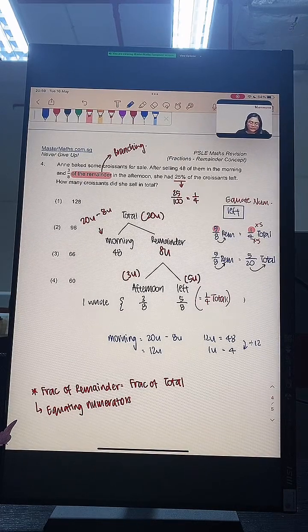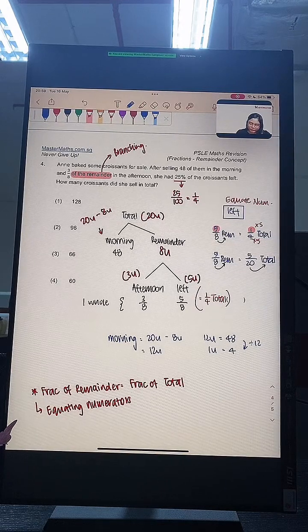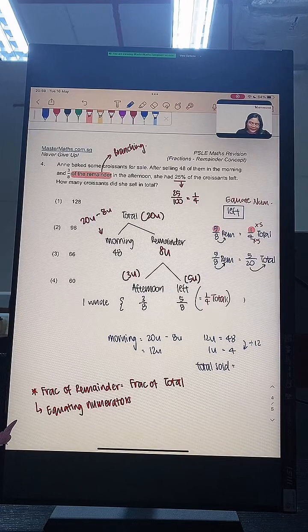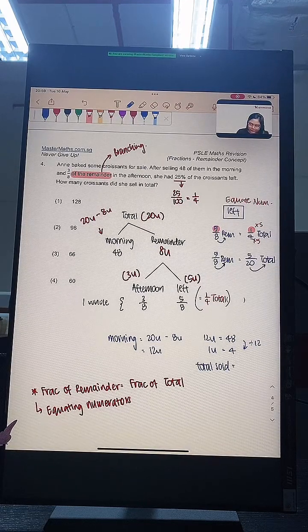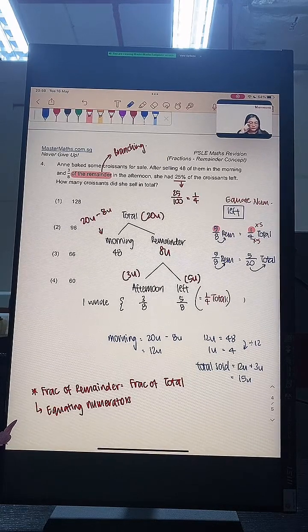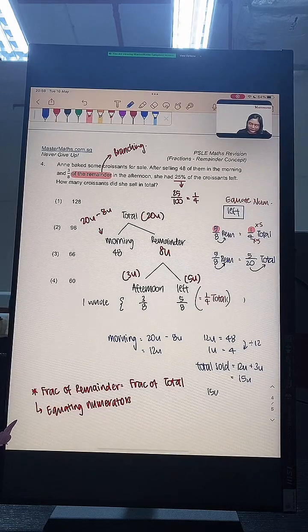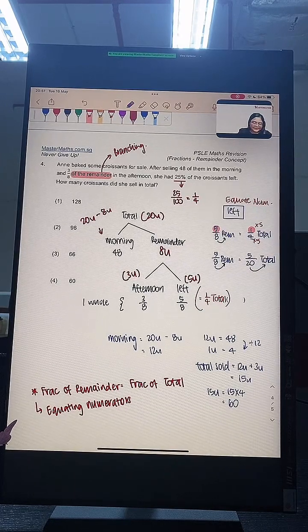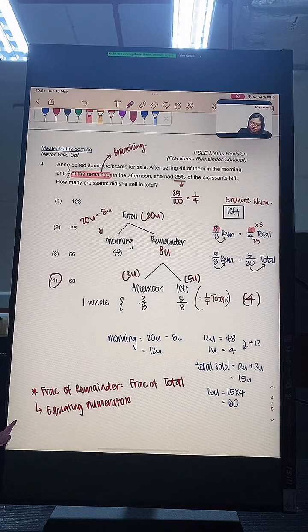How many croissants did she sell in total? So total sold would be morning and afternoon. That would be 12 units plus 3 units to give us 15 units. So 15 units would be 15 times 4 to give us an answer of 60. So our final answer is number 4.